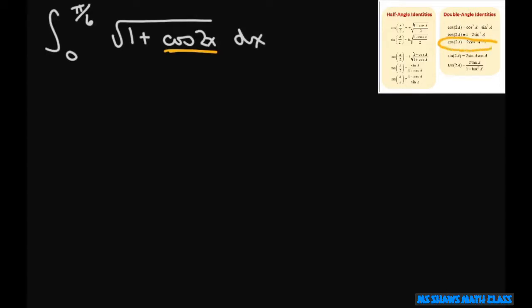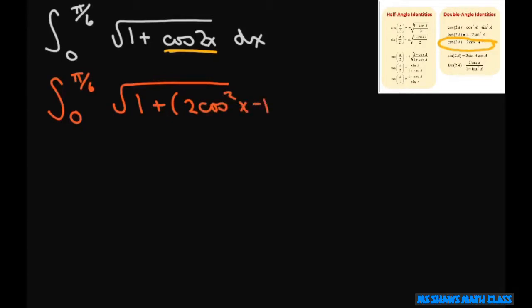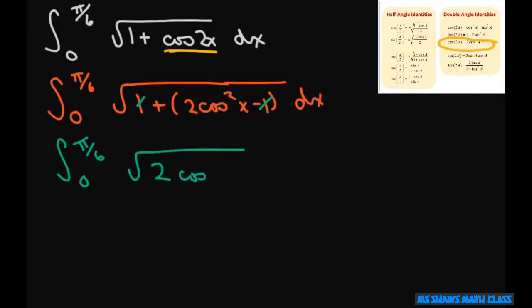And I'm going to write it as this one, and the reason I want to do that is to get rid of the 1. So if I just rewrite this, I can write this as 1 and make the substitution of 2 cosine squared x minus 1 dx. Now what happens is the 1's cancel. So what you have left is the square root of 2 cosine squared of x dx.